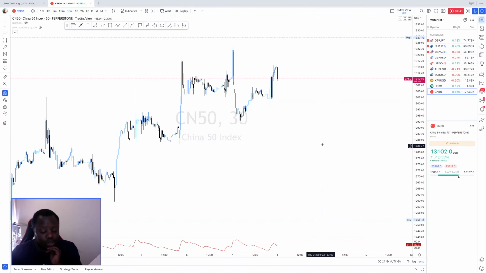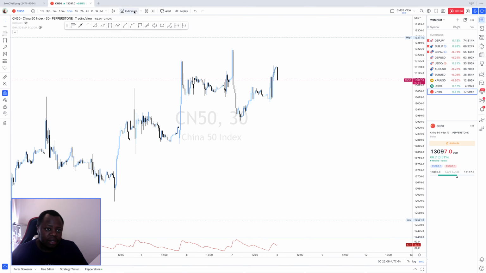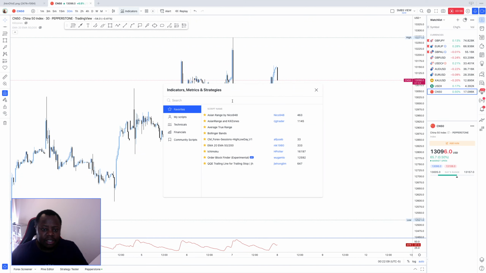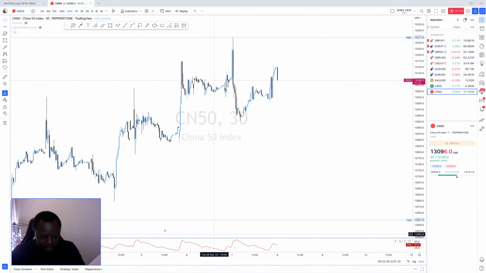So for stop loss, I use this indicator. It's called the average true range, or just abbreviated as ATR. If you come to indicators and type average true, it's average, not trend, average true range. So this is the indicator. Once you click on it, it will update here, and then it comes like this.